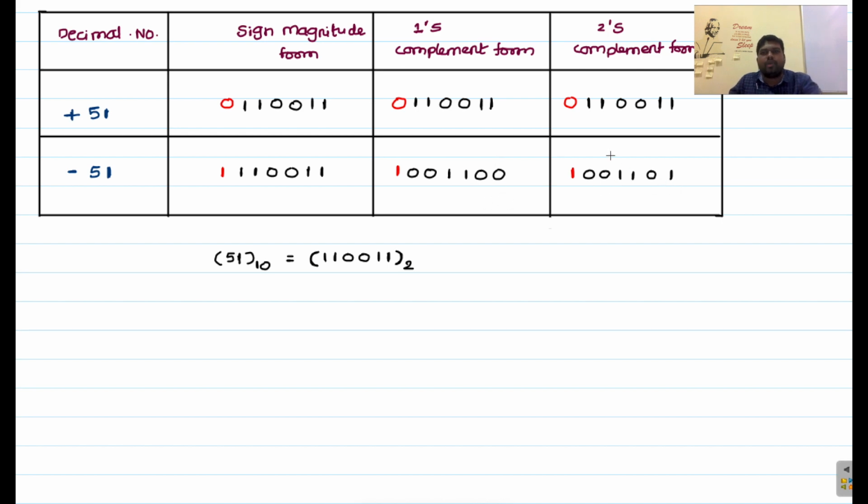That means once you observe, for a negative number all these three representations are different, right? Sign magnitude form is different, ones complement form is different, and twos complement form is also different for the negative number representation, right? So for positive number representation, all these representations have the same unique number, right? So this is the difference.